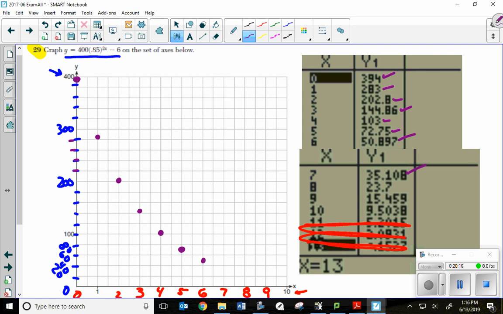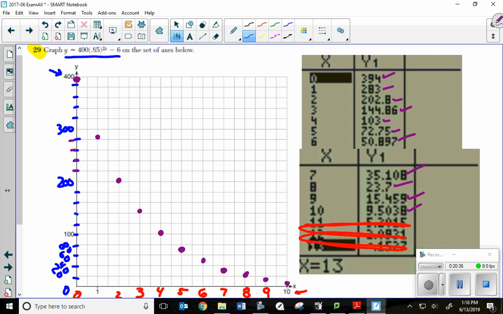7 gives us 35, so that's just below 40. 8 is just above 20. 9 is 15, that's just below 20. And 10 brings us to almost 10, which is a halfway point right about there.